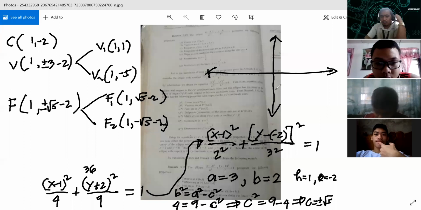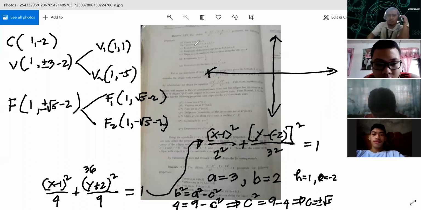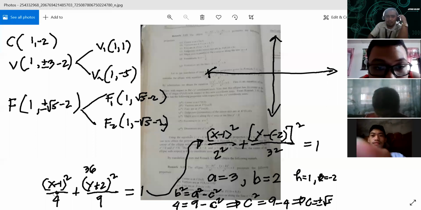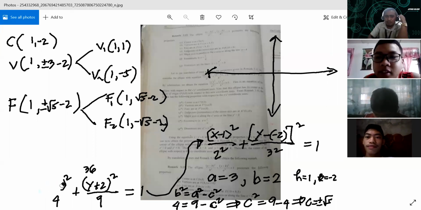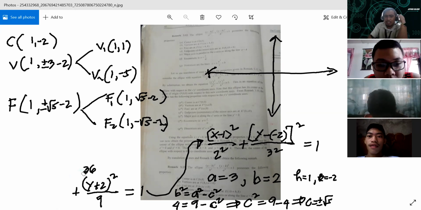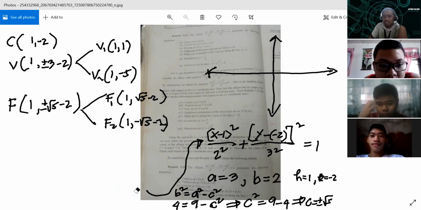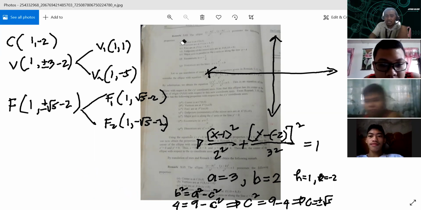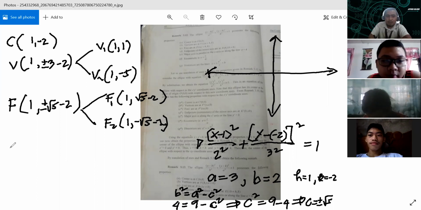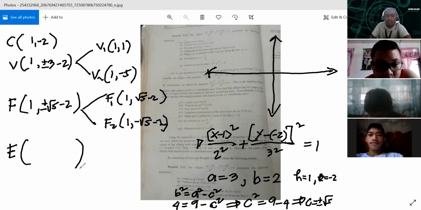What is still missing, class? The endpoints. The extremities of the minor axis, sir. We are not yet done solving for the extremities, right? How to solve for the extremities?